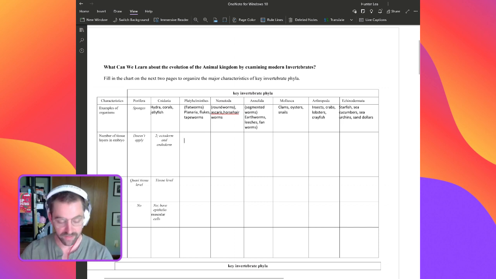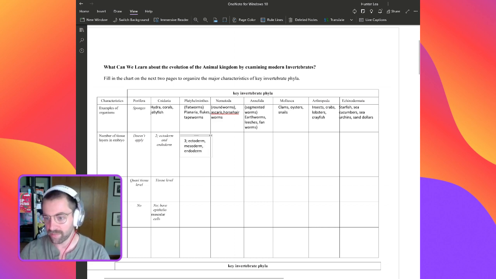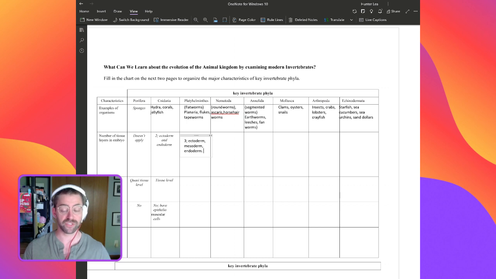Platyhelminthes, there are three: ectoderm, mesoderm, meso meaning middle, and endoderm. So the mesoderm allows for the evolution of the circulatory system. Mesoderm gives rise to the structures that allow for more complex circulatory systems and true muscles.